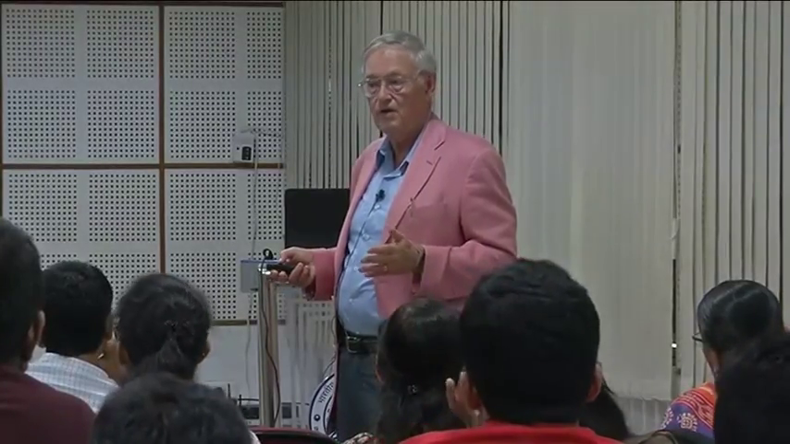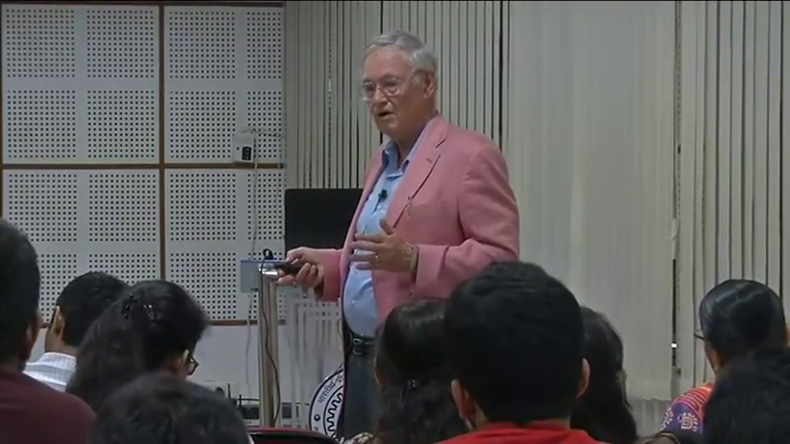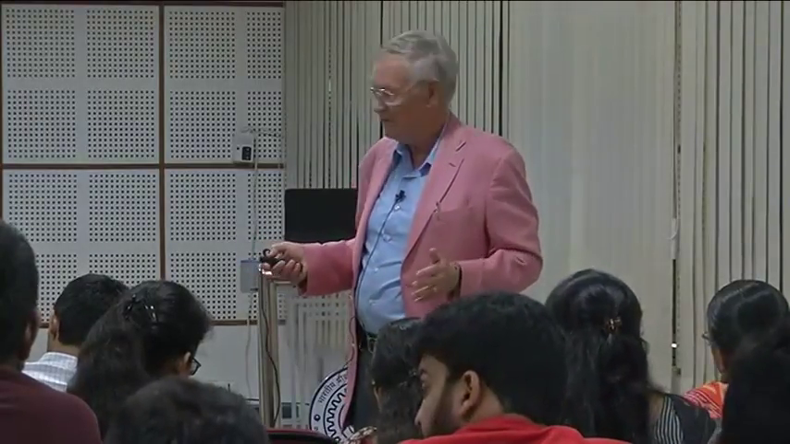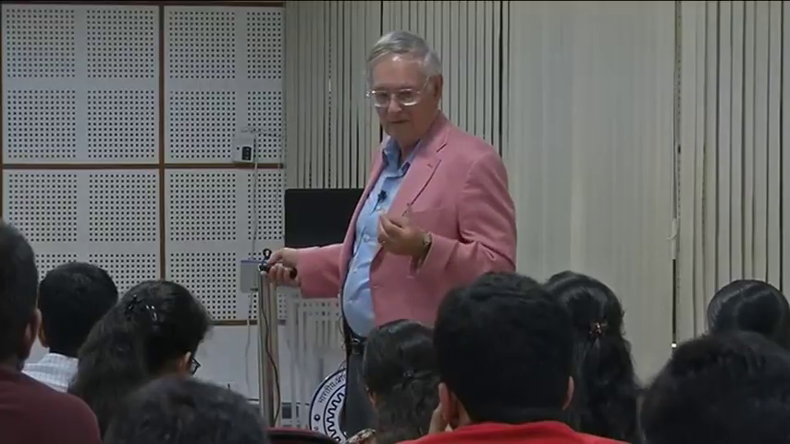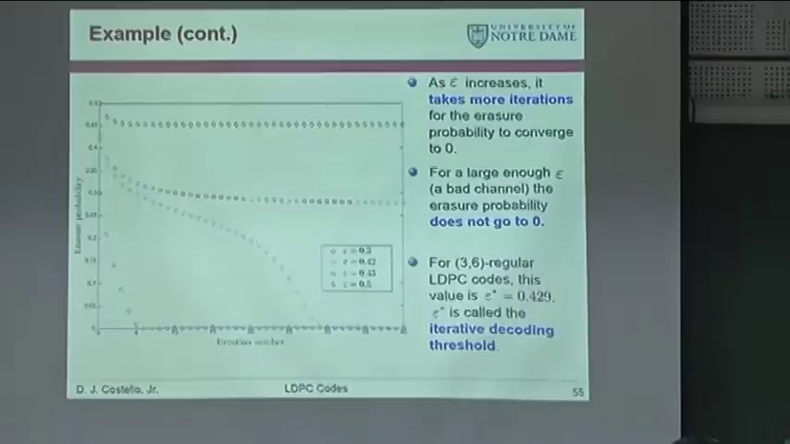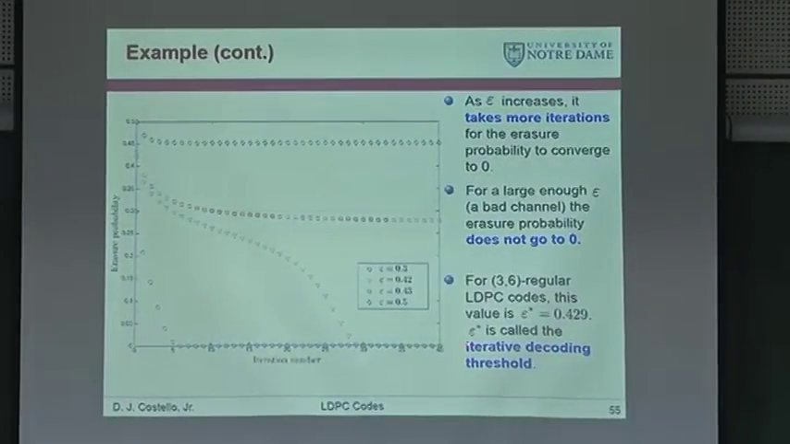So if you're operating a code on the erasure channel whose length is 1,000 or something like that, you're not going to be able to get a low error probability all the way up to 0.429. It'll be somewhat less than that. And this brings up the whole issue of finite length analysis.